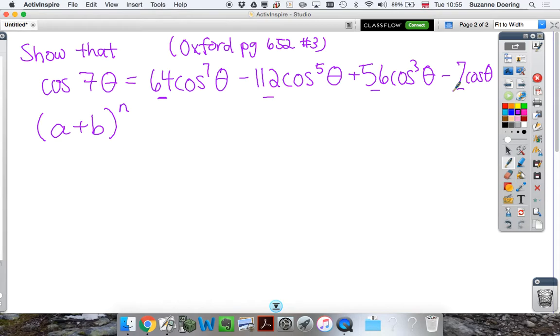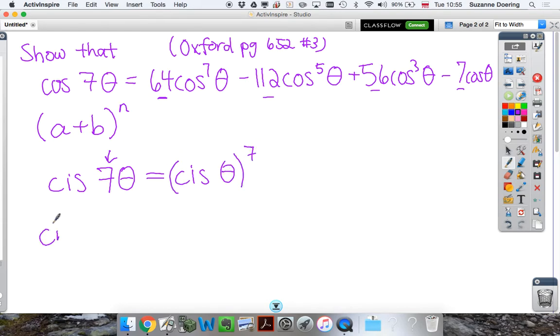The key here is we need to incorporate complex numbers somehow, and right now we just have cosines, which are usually the real part in polar form. So what we're going to do is start with the entire polar form. Instead of cosine 7 theta, we're going to take cis 7 theta. We're going to do that because we have a theorem, DeMoivre's theorem, which says that we can take that multiple out, and this is equivalent to whatever cis theta is to the 7th power. But now cis theta to the 7th power means cosine theta plus i sine theta to the 7th.